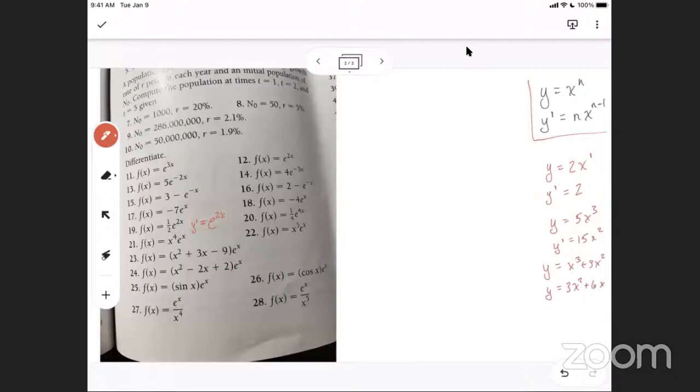Oh, because you have to multiply. Okay. Do you see how I did that? Yes. So you're doing it to each one of them.